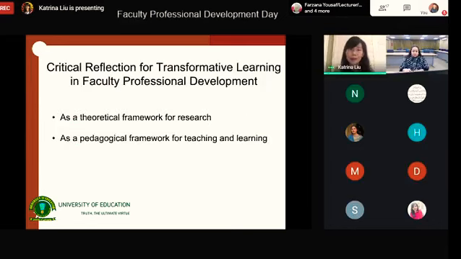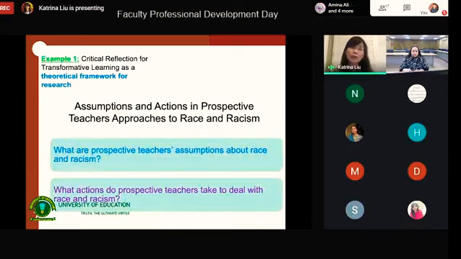Okay. So now we learned a little bit about the theoretical underpinnings of critical reflection and transformative learning, and then the process of transformative learning. I would like to propose that this framework can be used as a theoretical framework to conduct research, as well as a pedagogical framework for teaching and learning for faculty. So I'm going to share with you two examples, maybe three if we have time. The first example is using this framework as a theoretical framework for research.